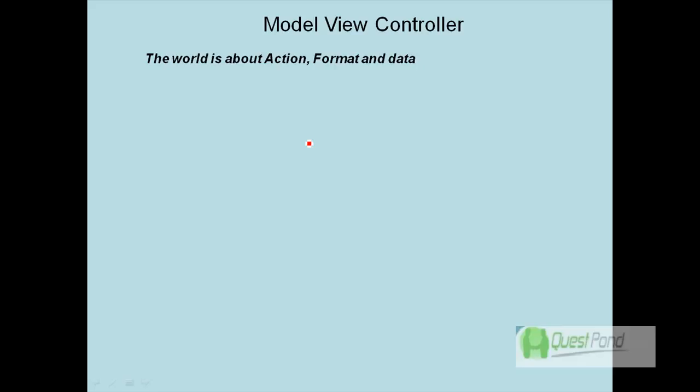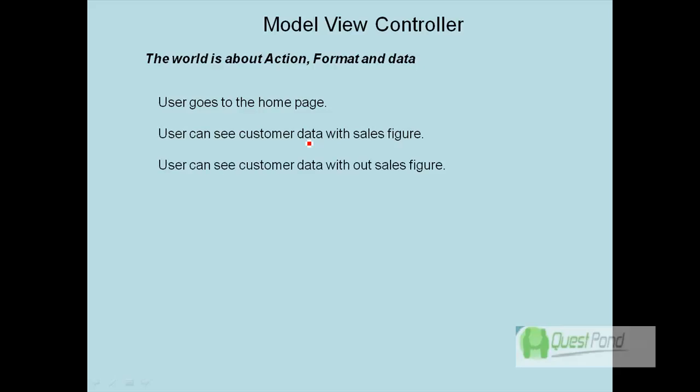So let's first take up a small sample and see how we can implement this in core ASP.NET using HTTP handlers. Let's say the user goes to a home page. Now this is one of the actions. This is basically a simple customer application. In this customer application, the user can go to a home page. The user can see customer data with sales figure, or he can see customer data without sales figure.